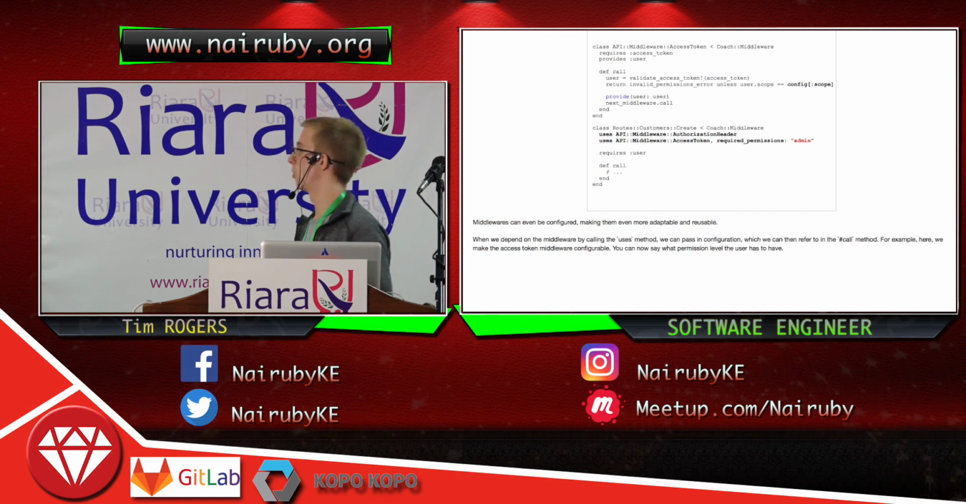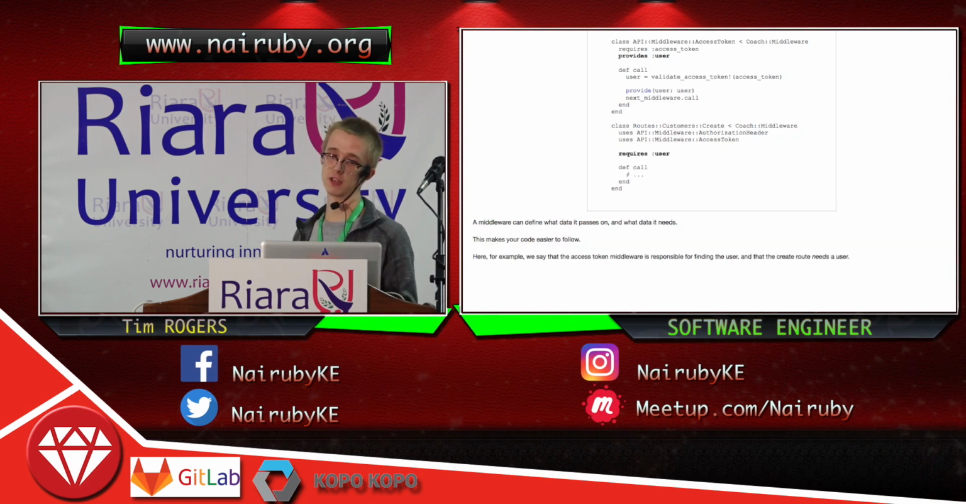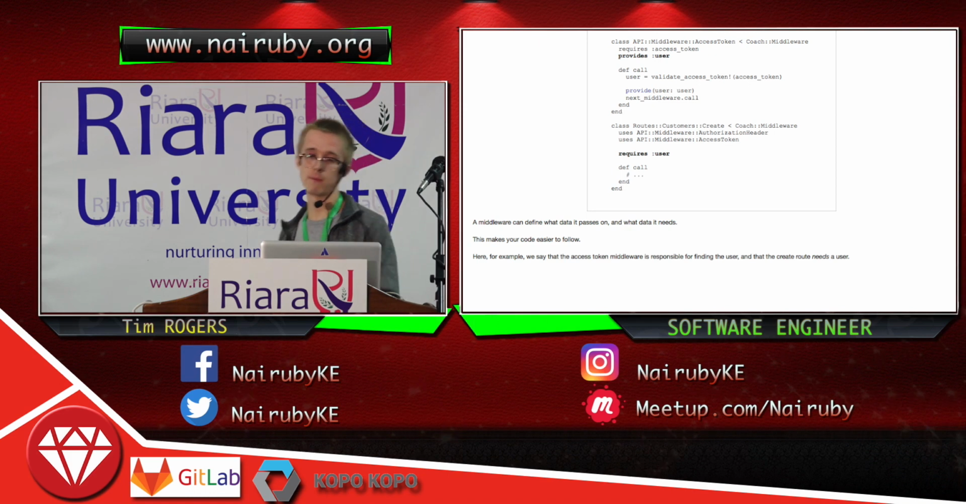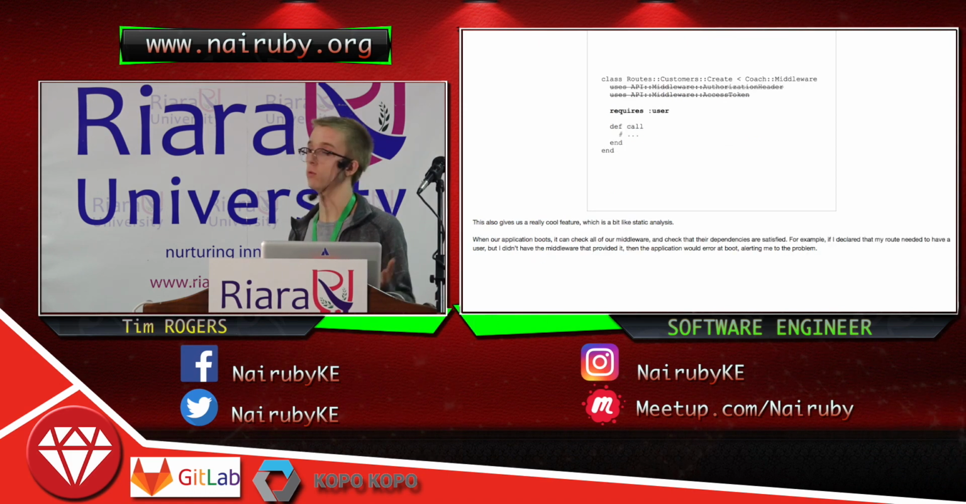Having this mechanism of middleware depending on other middleware also means that middlewares can be configured, making them more adaptable and reusable. When we depend on a middleware using the uses method, we can pass in configuration, and we can then refer to that configuration in the call method. So for example, here we make the access token middleware configurable. You can now say what permission level the user has to have.